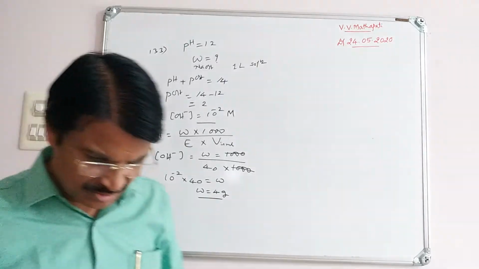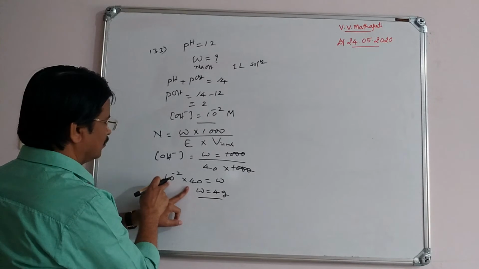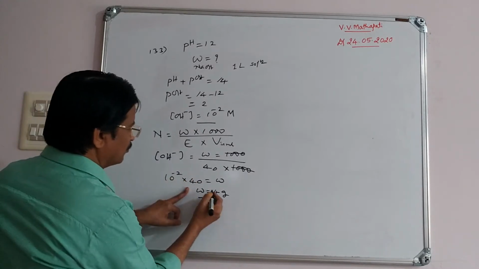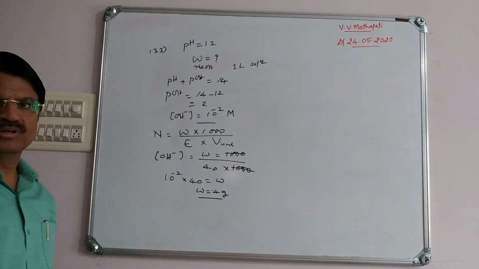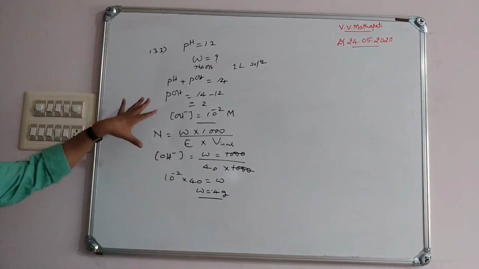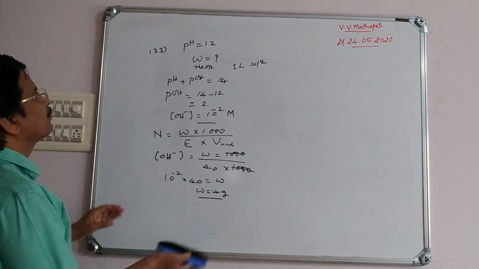40 by 100 is equal to 0.4. So this way we can also solve questions based on pH and OH ions.